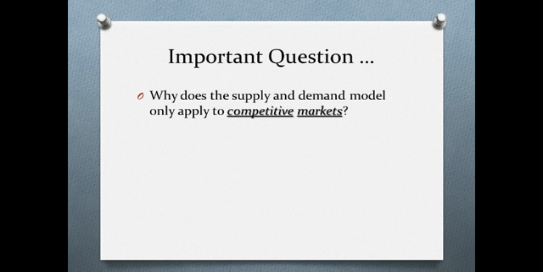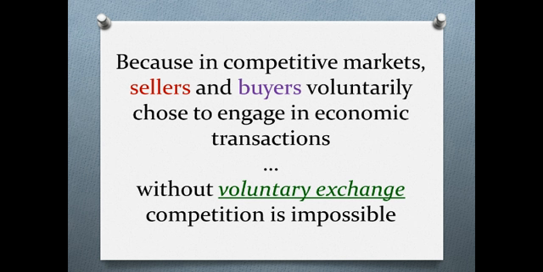So, important question. Why does the supply and demand model only apply to competitive markets? Because it does. It only applies to competitive markets. Why is that? Well, because in competitive markets, sellers and buyers voluntarily choose to exchange, voluntarily choose to engage in economic transactions. Without voluntary exchange, competition is impossible. So supply, of course, represents the sellers, and demand represents the buyers. And because these people have to choose to engage in economic transactions, that market is competitive. And this is why supply and demand only applies in competitive markets.